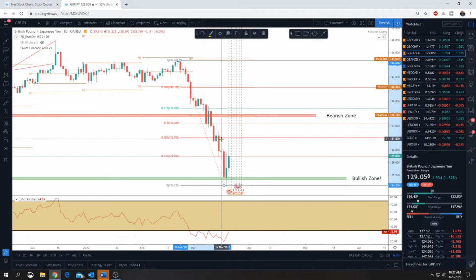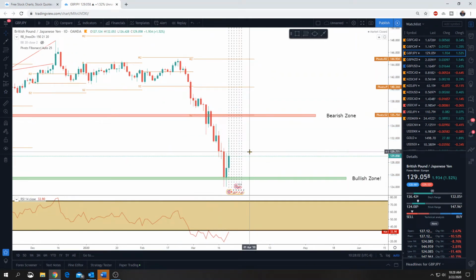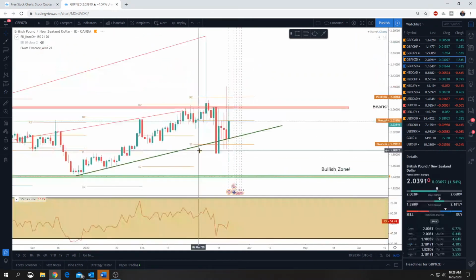One of the rules I always go with is if price gets past the 382, it's a high probability it's going to go to the 0.5 and 618. So just to give you guys a quick tip on how I use the Fibonacci retracement.